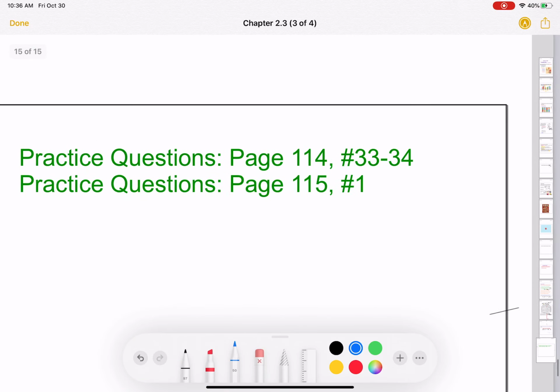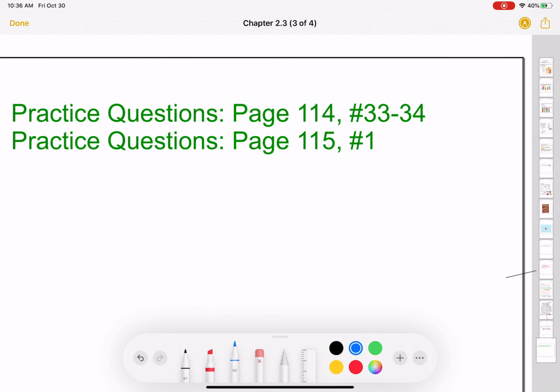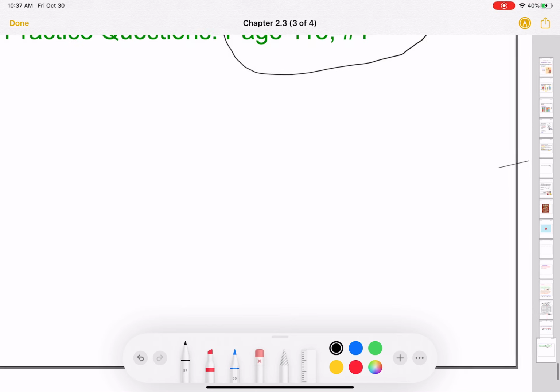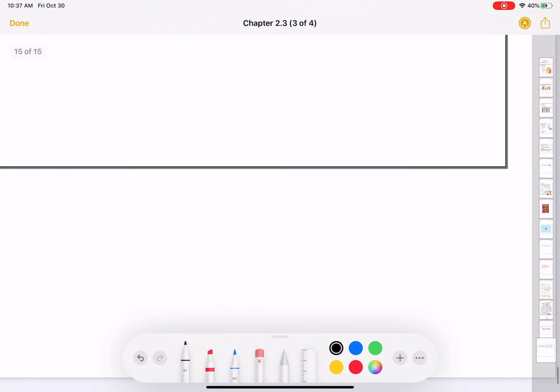So this brings us to the very end of this section. There is a couple questions that I would like you to do on this. I'm not going to cut any out, so page 114, 33 and 34, and then page 115, I want you to do number 1. All right, and that is that section. We've got one more piece on the DNA unit, and then we will be done our biology chapter.